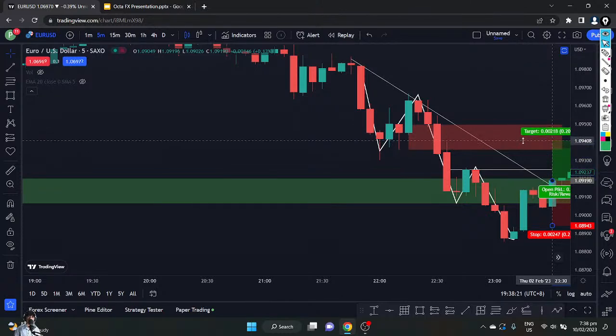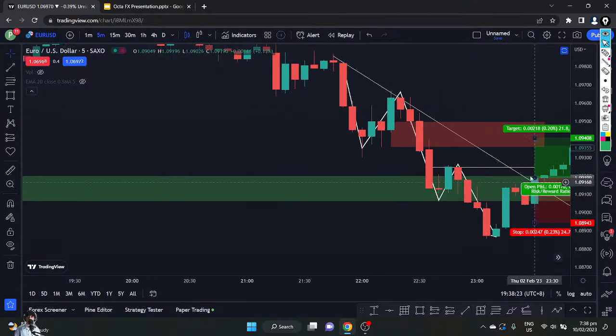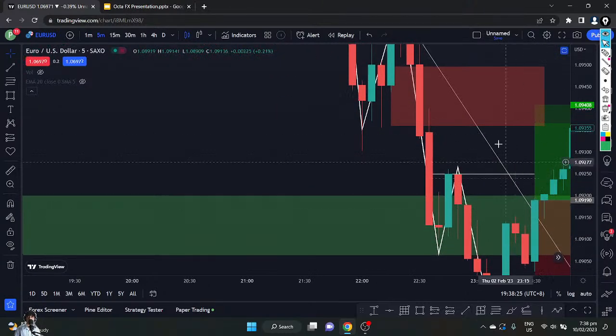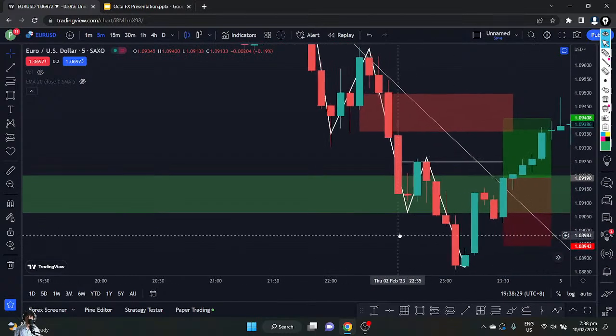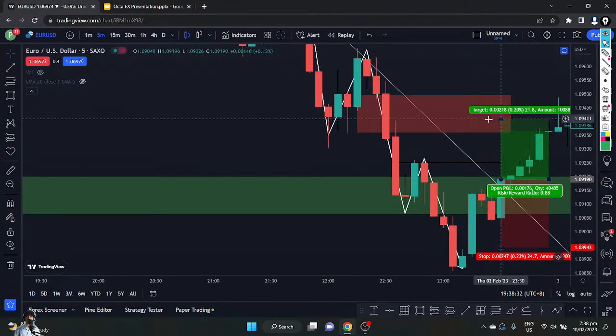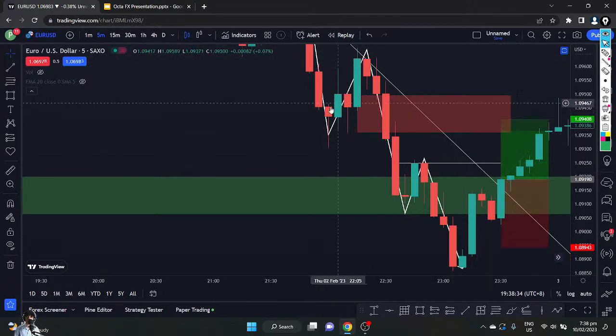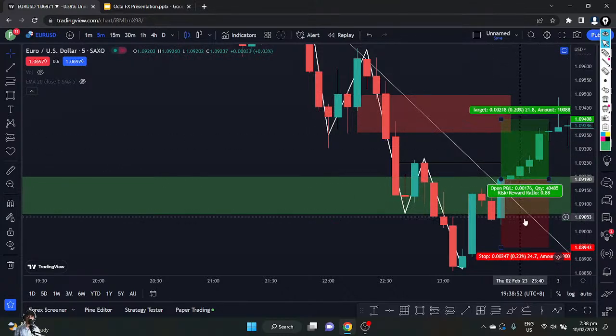All right, so if you are a breakout trader, so you already bought this breakout of this trend line. Okay, and as we can see, we won with this trade, aiming for this Fibonacci retracement. But if you are a pullback trader, then you might want to look for a pullback before taking a buy trade.